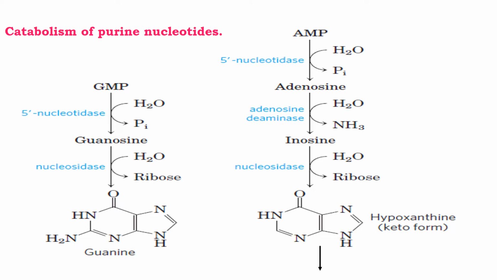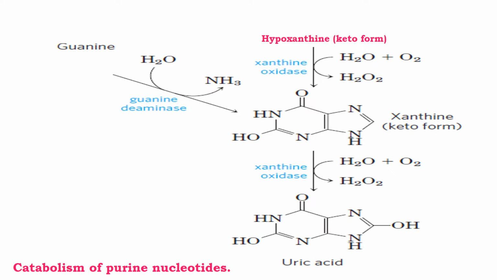Now if we talk about this AMP, here also the same thing. First of all, there is a nucleotidase. You can see like this. So this hypoxanthine, which is from the previous slide, as well as guanine from the previous slide, these two are converted into xanthine. This is a keto form. This xanthine, with the help of an enzyme called xanthine oxidase, will convert this hypoxanthine or xanthine into uric acid. So uric acid is the ultimate product of purine catabolism, because you can see there is a purine nucleus with 4 nitrogens and all.